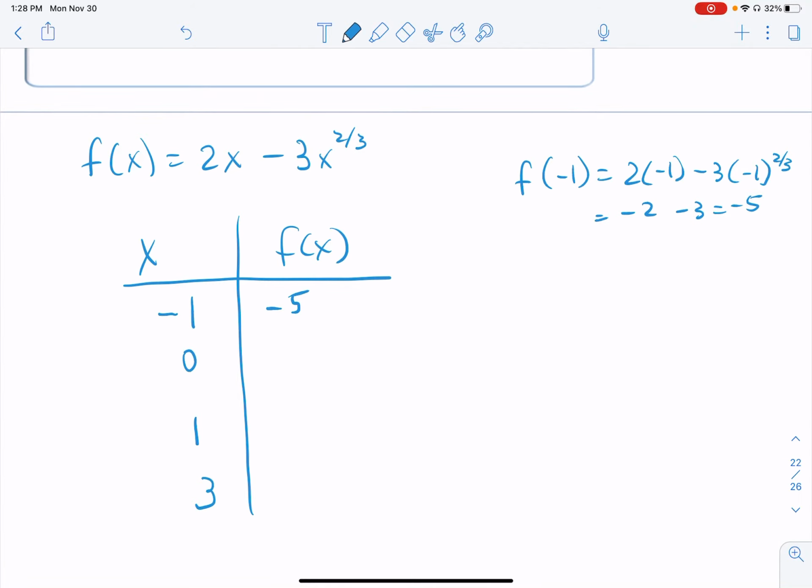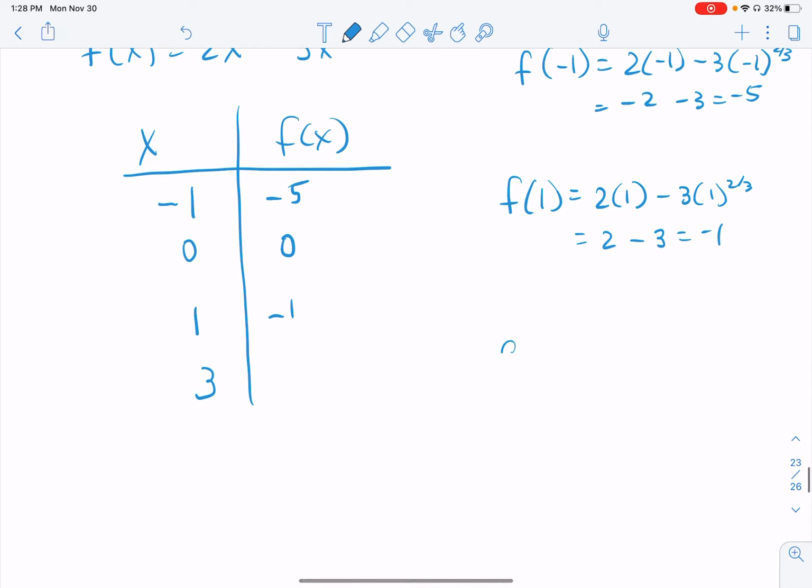Negative 5. 0 is easy. It's 0, right? If I plug zeros in there, I get a whole lot of nothing. Plug a 1 in there. Feels like I've done this before. Let's see, 2 times 1 minus 3 times 1 to the 2/3 power gives me 2 minus 3 times 1, basically, because 1 to the 2/3 is still just 1, which is a negative 1.